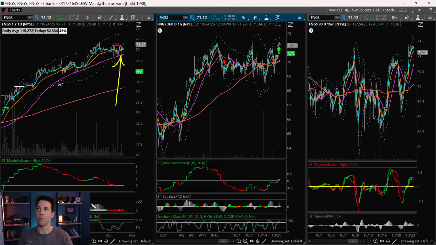But yeah, you can see here, holding the daily 50, we've got a squeeze. The Moxie indicator is going to come back up. This too, the FANG stocks are also looking nice. Okay, they're finally starting to come out and move.